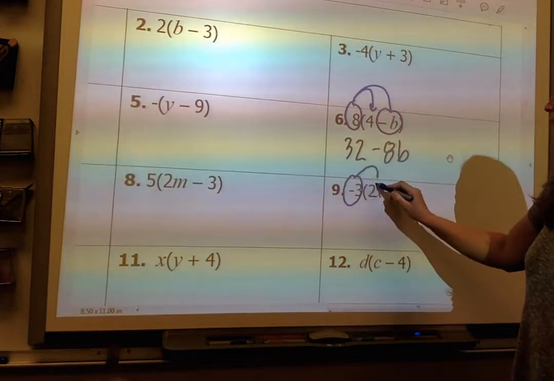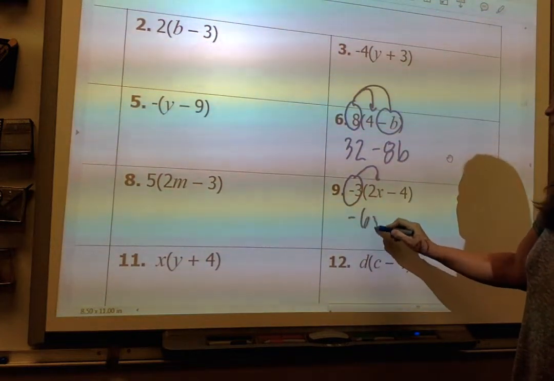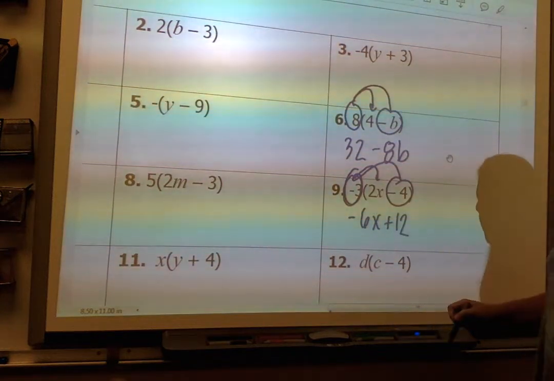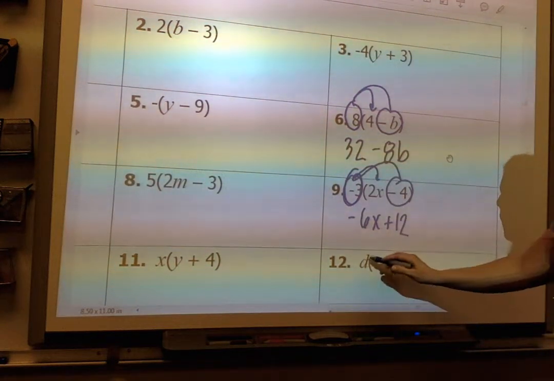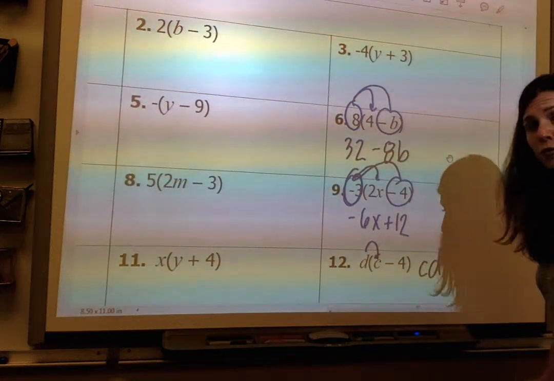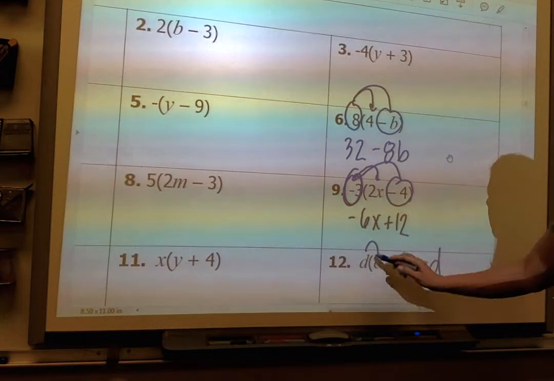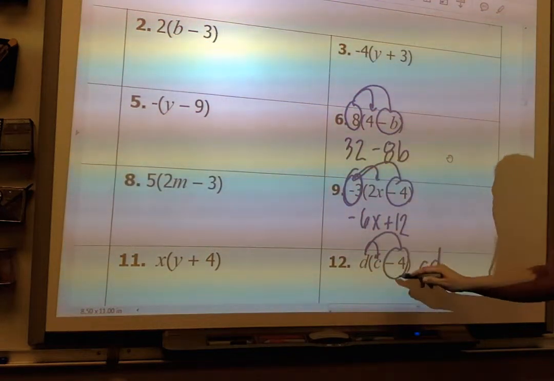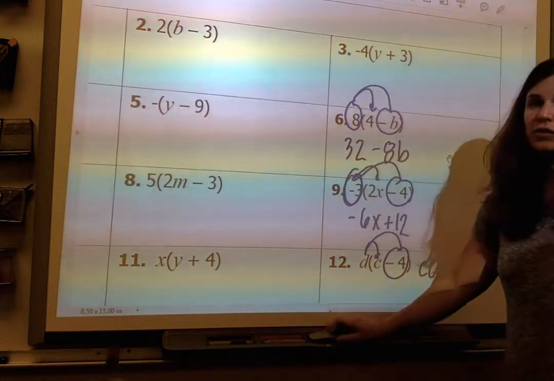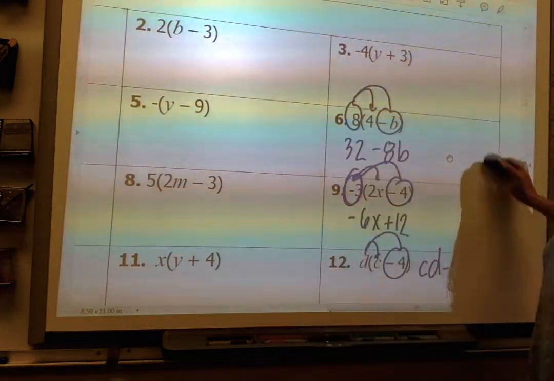Number 9, negative 3 times 2x is negative 6x. Negative 3 times a negative 4 is a positive 12. And this last one, 12 on this page, d times c. Notice I'm going to put it in CD alphabetical order. So CD times d times negative 4 is minus 4d. So those are my simplified answers for numbers 3 through 12.